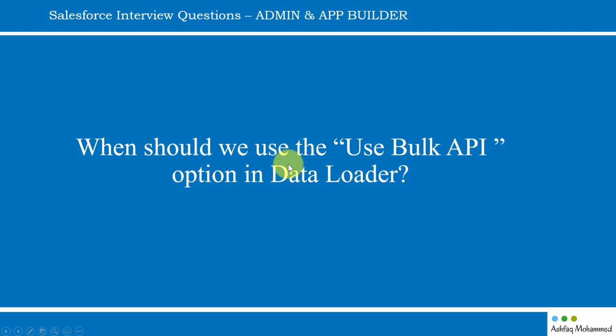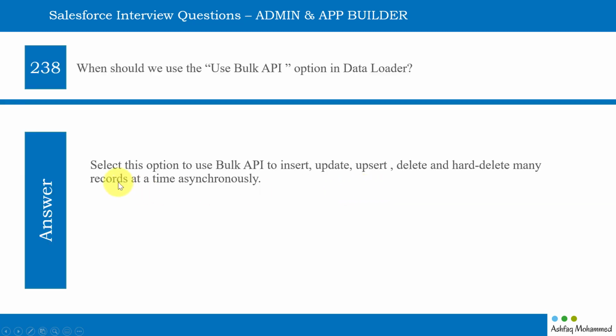So when should we use the bulk API option in the data loader? Select this option to use bulk API to insert, update, upsert, delete and hard delete many records at a time asynchronously.